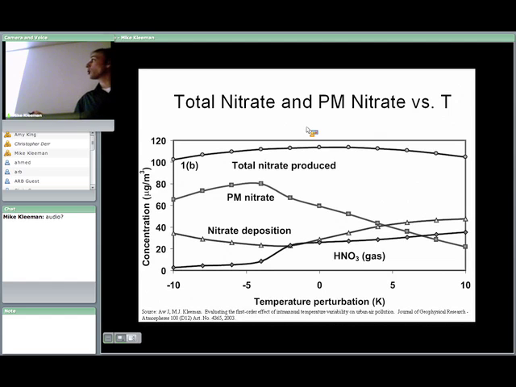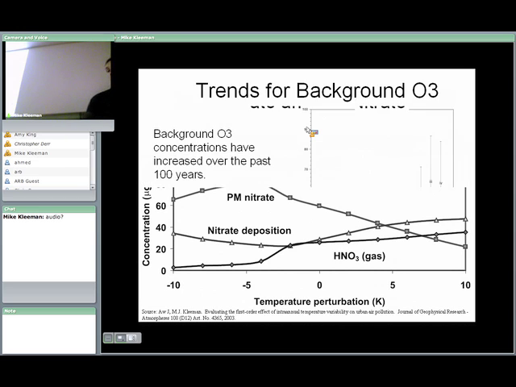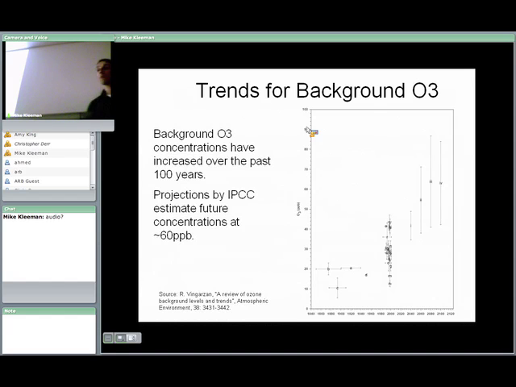It's not to say that the total gas phase nitric acid production is going down. If you look at this upper plot, it actually shows how total nitrate produced changes as a function of temperature. It's just that it's not staying in the particle phase. You start to evaporate it out of the particle phase, and it's going back into the gas phase and then dry depositing to the earth.